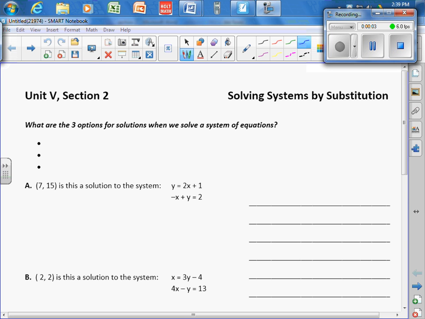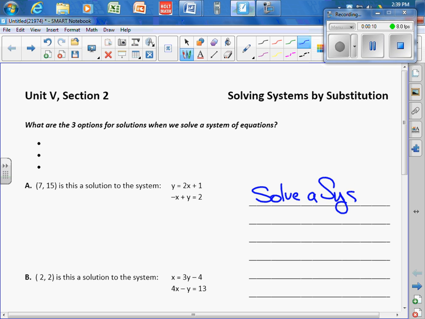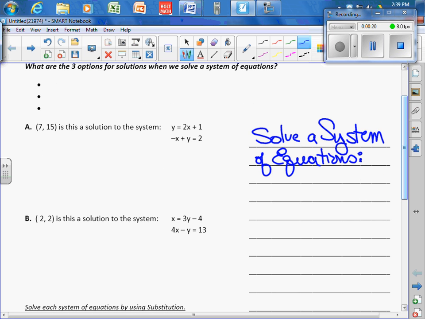All right, let's review what it means to solve a system of equations. Basically, what we're doing when you solve a system of equations is finding the point where those two lines intersect, the point of intersection.